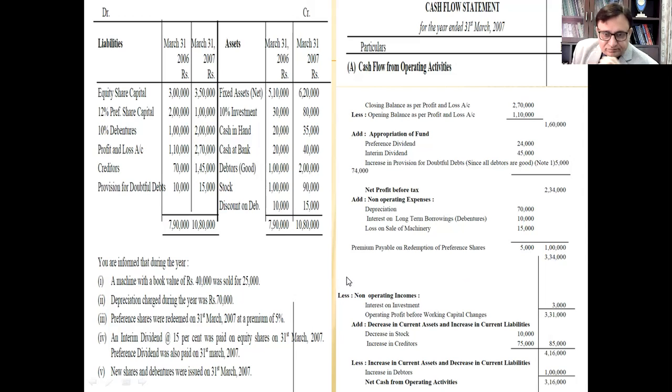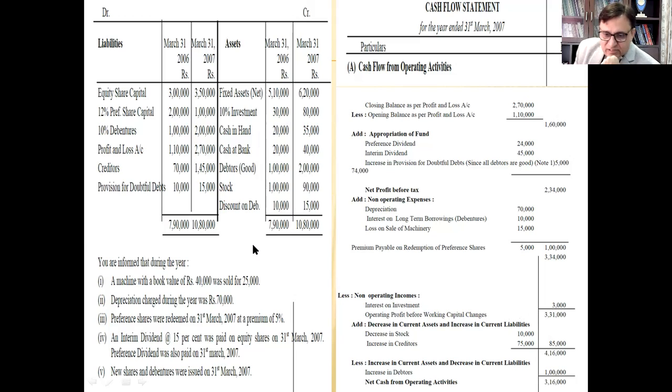Now adjustment for the current assets and current liabilities. First of all, some non-operating incomes are also credited to the profit and loss account. For example, you have 10% investments. So 10% investment in the beginning was 30,000. On this 10% investment, interest will accrue. So this 3,000 has been credited to the profit and loss account, and therefore it will be deducted now. So interest on investment 3,000 will be deducted, and this will give you operating profit before working capital changes, that is 3,31,000.